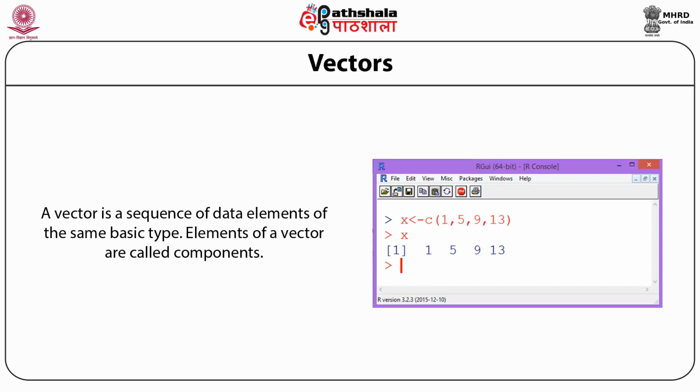In this example, we have taken one object, x, and we stored integer values in it. So this vector will be of integer data type, an integer vector. To store integer values into the object x, we write x equal to c, in brackets, 1, 5, 9, 13. To print the value of object x, we just type x and then enter. Here we can see all elements are printed: 1, 5, 9, 13.